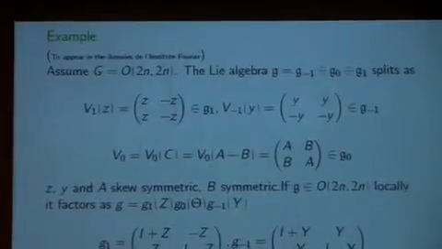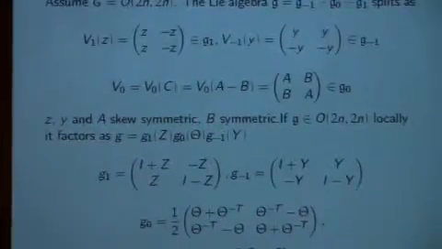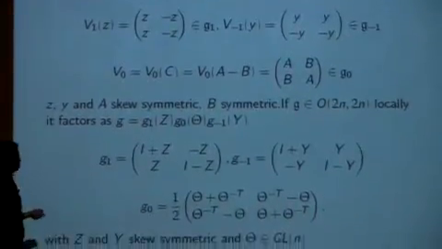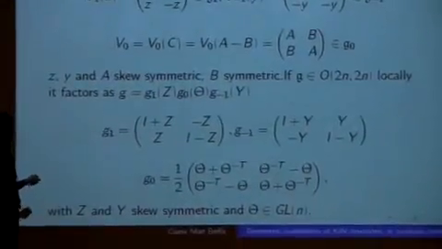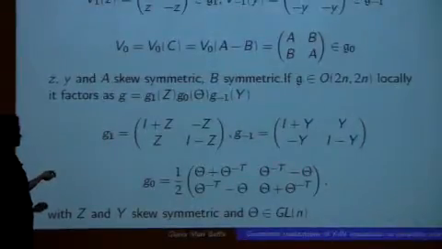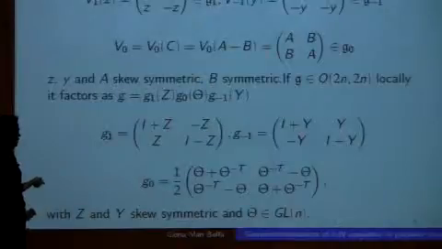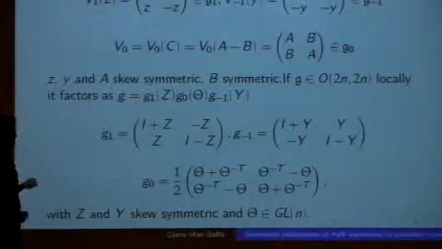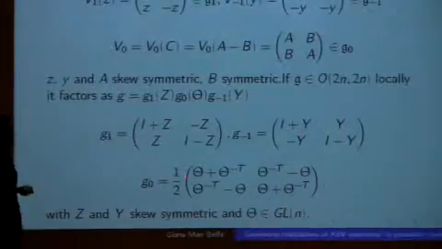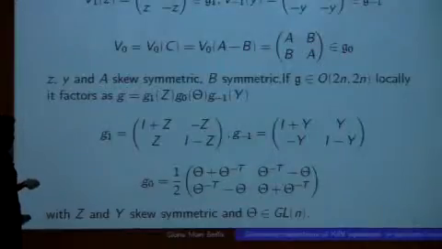And I can factor locally the group accordingly. So I'm going to factor an element in the group into an element in G1 corresponding to the algebra, and G minus 1 and G0. And they can be written this way. And if I do that, then Z and Y would be skew symmetric. Theta is just any matrix.